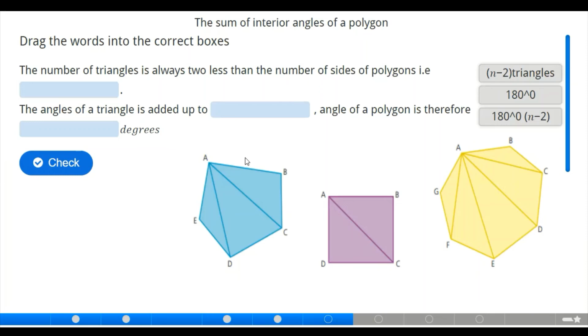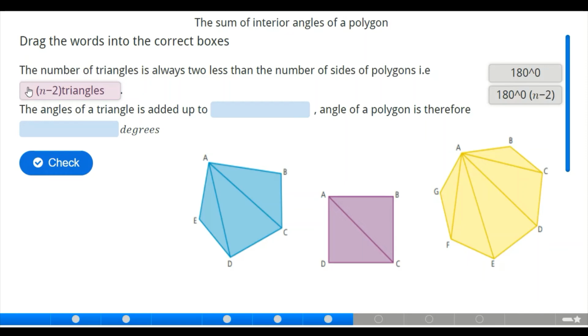Okay. Now let's look at the sum of the interior angles of a polygon. What happens to the interior angles of a polygon? The number of triangles is always less than the number of sides of the polygon. Now you know that a triangle has 180 degrees. So that implies that we have n minus 2 triangles, because it's less than the number of sides of the polygon.